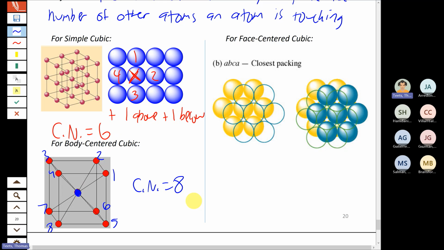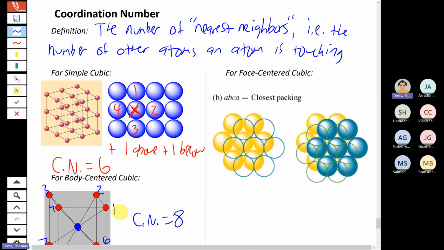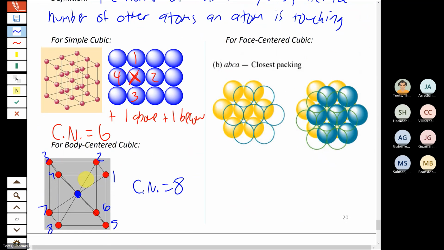The one that's a little bit harder to visualize, but we can still do it if we think about the layers and the structures, is going to be face-centered cubic. I used to have a better picture of that. I don't know where it went. But anyway, if we focus on this atom here, which I'll mark with an X, in the same layer as that atom, you now have 6 nearest neighbors: 1, 2, 3, 4, 5, and 6.